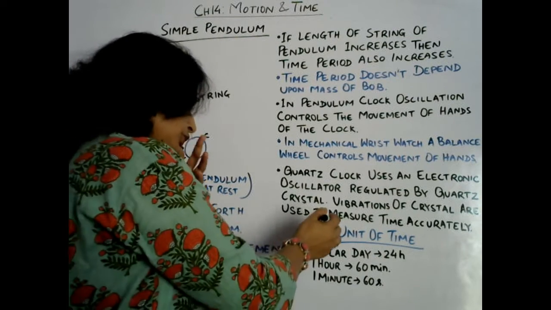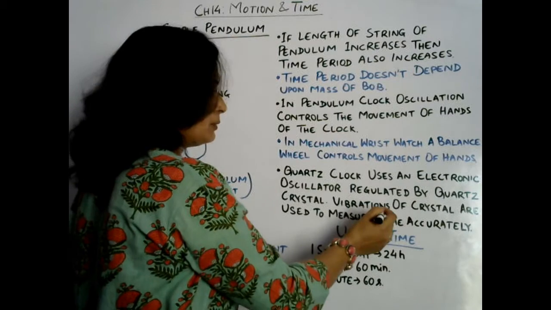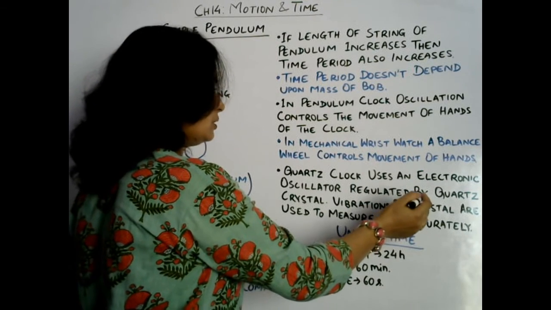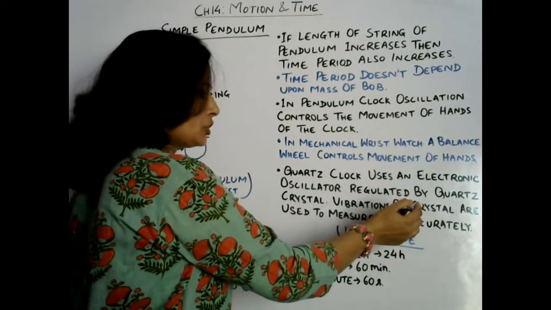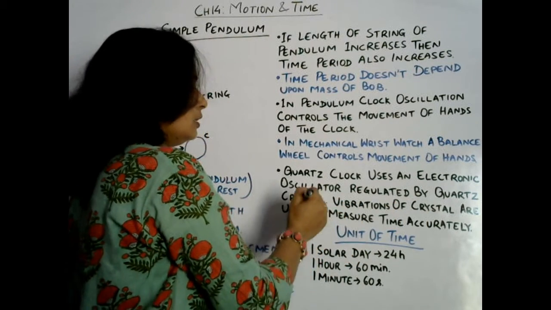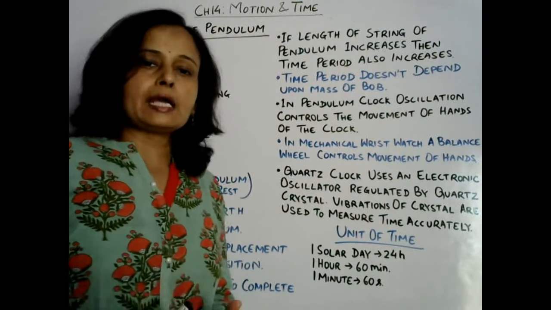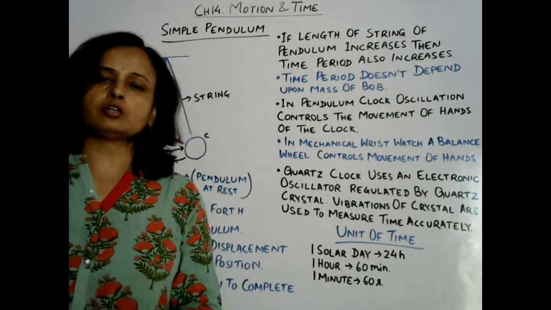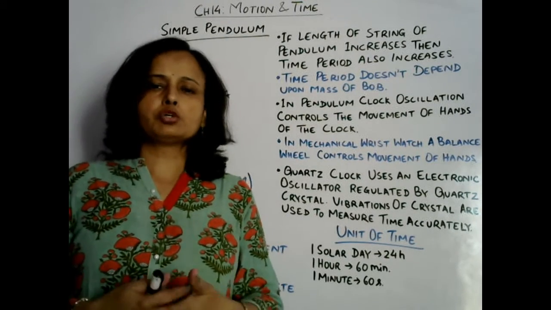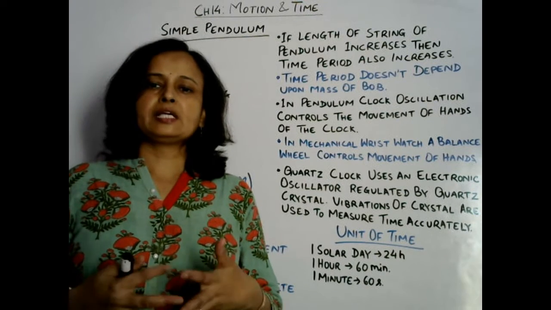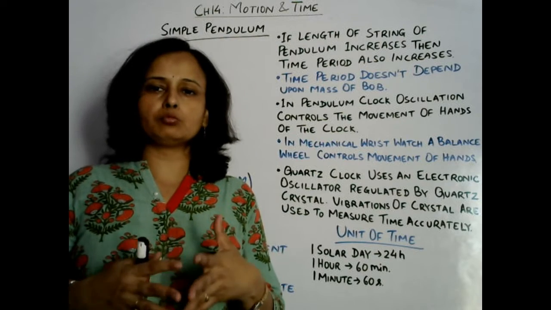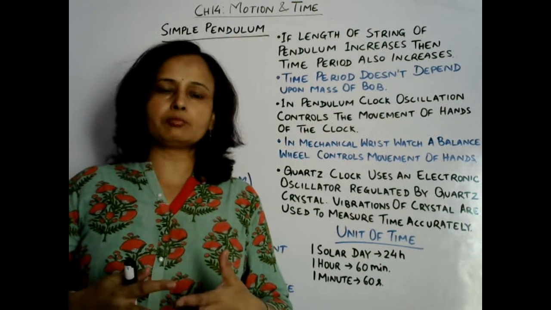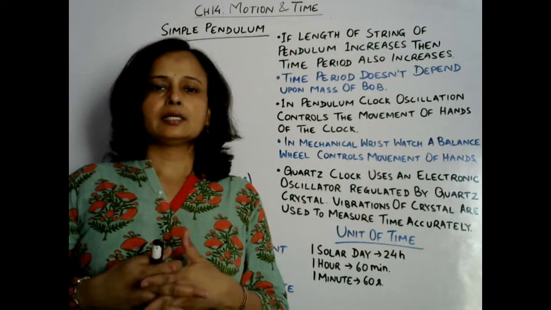For accurate measurement of time, the vibration of the crystal found in the quartz clock, the quartz crystal, is used to measure time accurately. So a quartz clock shows accurate time because it has a crystal, and the movement of the hands of the clock depends upon the vibrations of that crystal only.